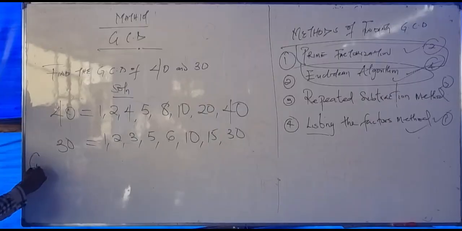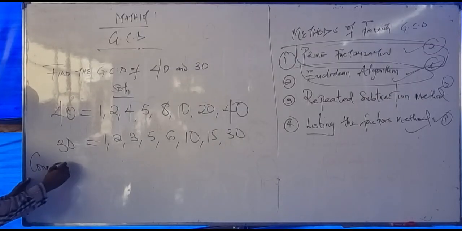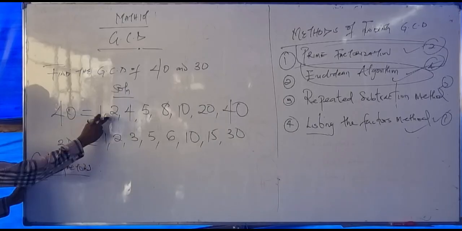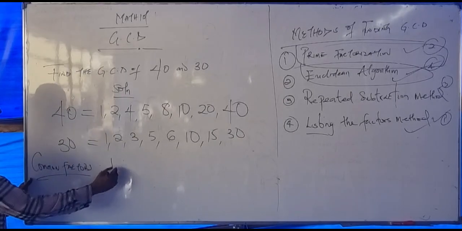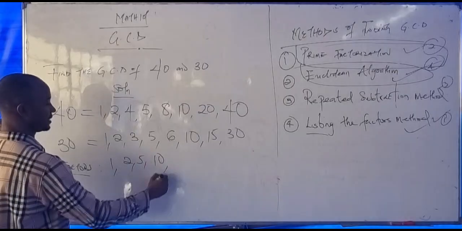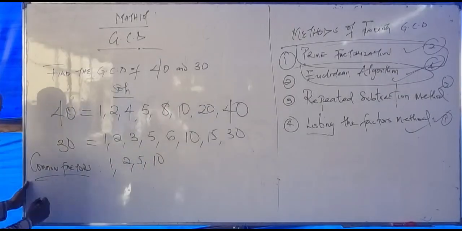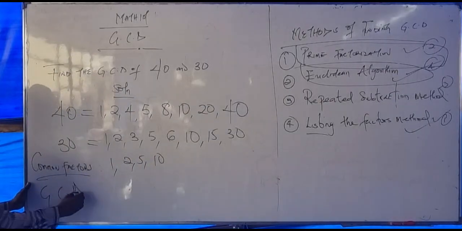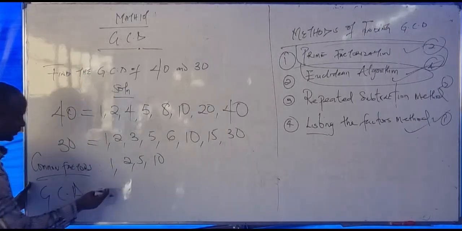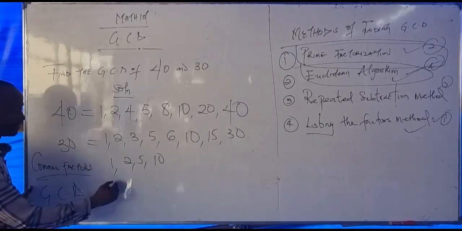Now the next is to bring out the common factors. Between these two, the common factors are 1, 2, 5, 10. That is all. Then the next is the greatest common divisor, or the greatest common factor. Among these four numbers, which is the greatest among them? That means my GCD is what?